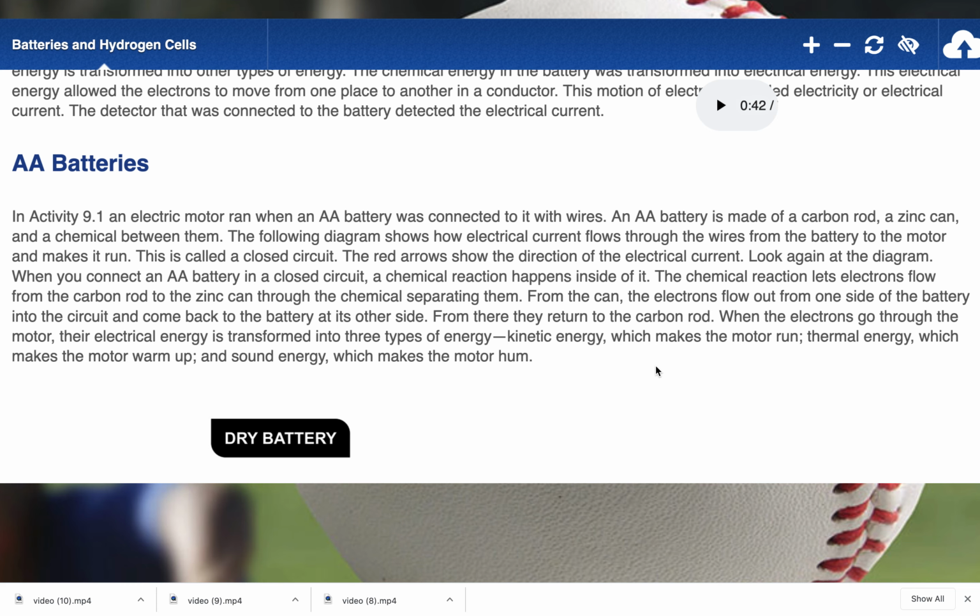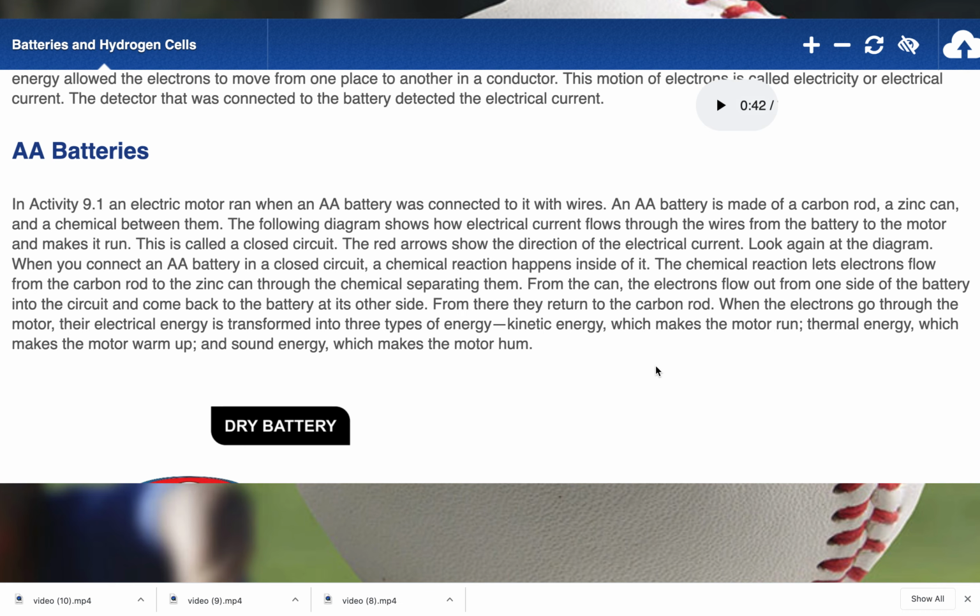When you connect a AA battery in a closed circuit, a chemical reaction happens inside of it. The chemical reaction lets electrons flow from the carbon rod to the zinc can through the chemical separating them. From the can, the electrons flow out from one side of the battery into the circuit and come back to the battery at its other side. From there, they return to the carbon rod. When the electrons go through the motor, their electrical energy is transformed into three types of energy: kinetic energy, which makes the motor run, thermal energy, which makes the motor warm up, and sound energy, which makes the motor hum.